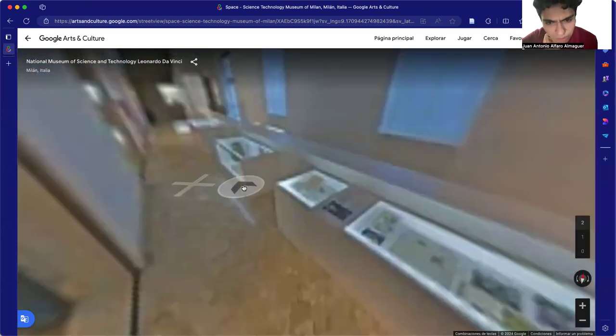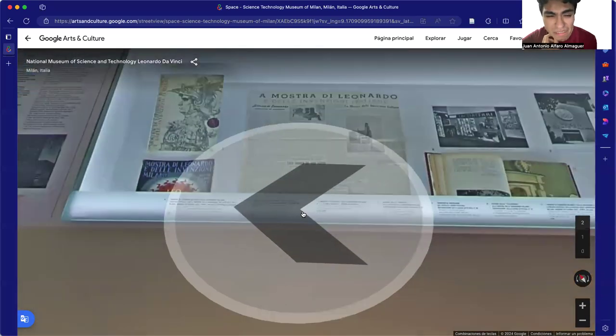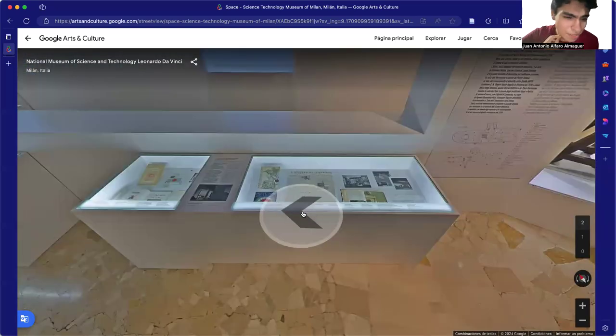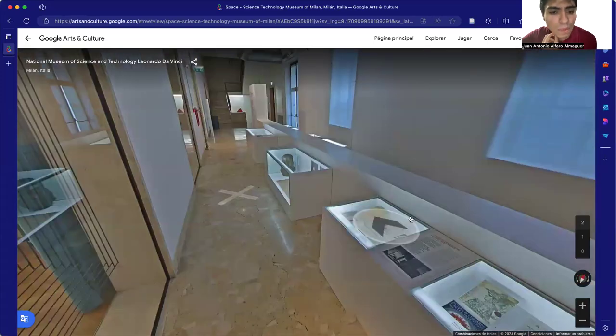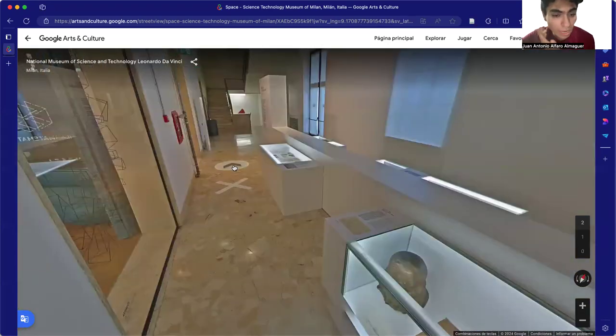I think it's a very nice museum, but I found it a little bit less interesting, and I would like to visit a more interactive museum because this is about science and technology, not about art. I would expect an art museum to be static, but a museum of science and technology should be, I think, more interactive, right?